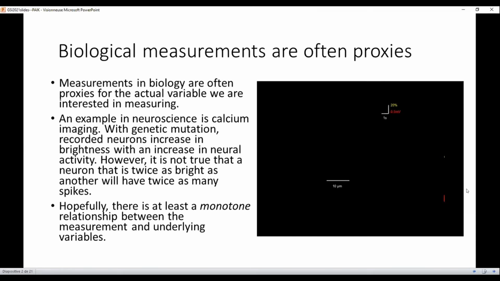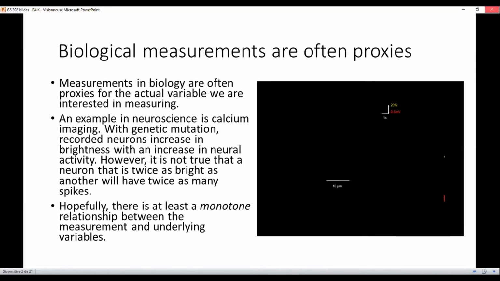The setup for this problem is the fact that measurements in biology are often proxies for the actual variable we're interested in measuring. An example in neuroscience is calcium imaging. So how does calcium imaging work? With genetic mutation, recorded neurons increase in brightness when there's an increase in neural activity, an influx of calcium ions.